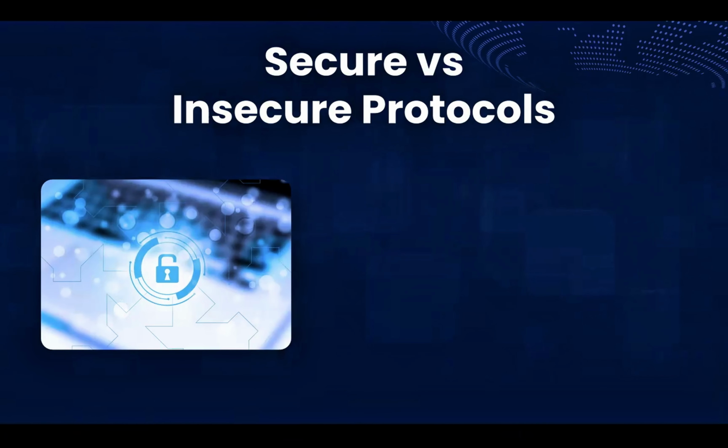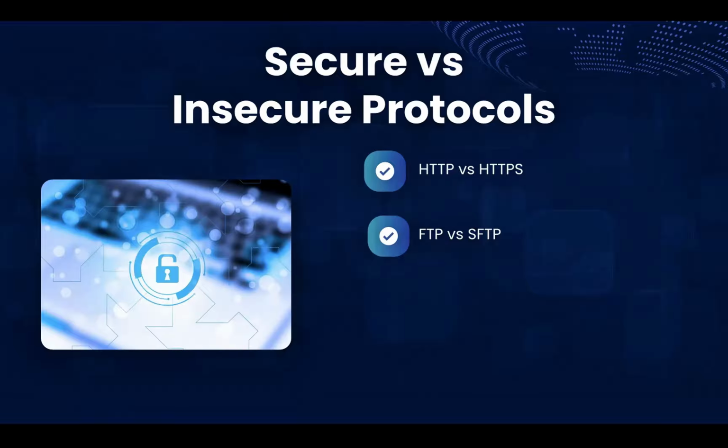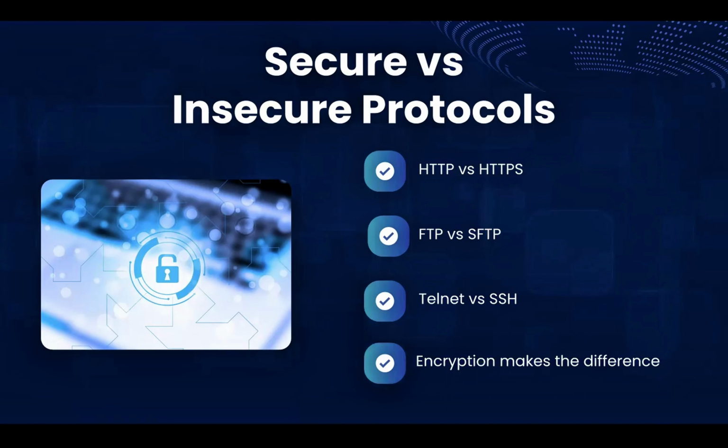Let's now look at secure and insecure protocols. Security often depends on encryption. So for an insecure protocol, we have HTTP versus HTTPS, which is the secure one. Also, we have FTP, and the secure one for FTP is SFTP. Then we also have Telnet, and the secure version of Telnet is SSH, and encryption is the key difference. If you consider HTTP, FTP, Telnet, what makes them different from their counterparts HTTPS, SFTP, and SSH is encryption.